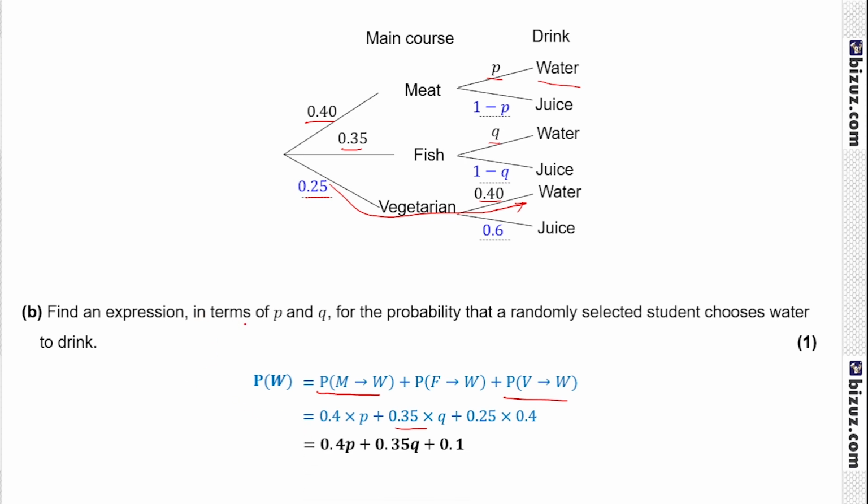This is as expected from the question. This is in terms of P and Q. It's not a numerical answer. So it's 0.4 times P plus 0.35 times Q plus 0.1. That's as much as we can simplify this.